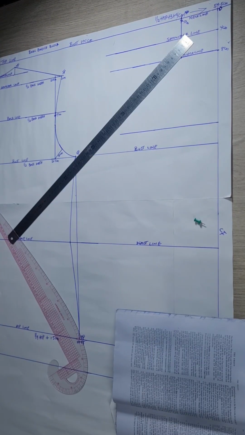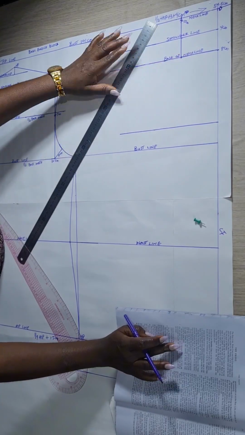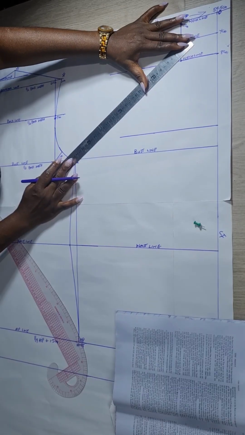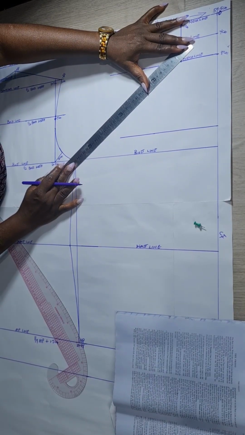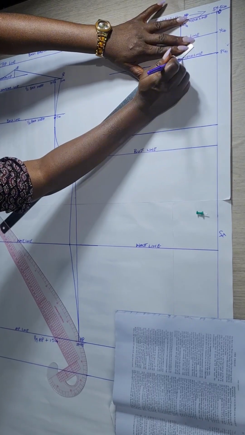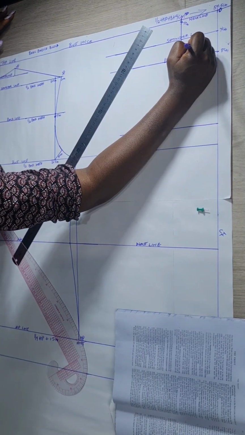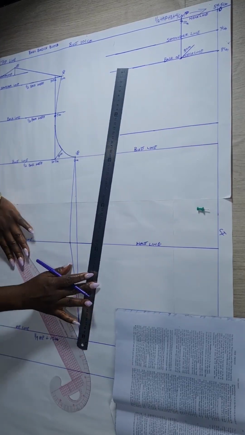Remember I said I am a size 14, which is a large size. I will use 3.5 centimeters. My line here will be 3.5 centimeters. I hope we understand that. Just follow exactly what I have done and you will not miss it.